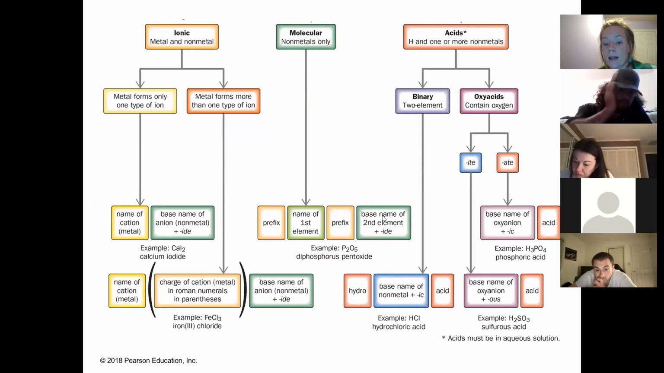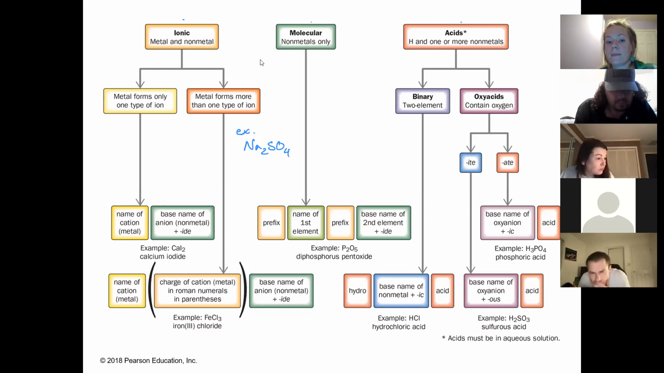Let's do a couple examples. Let's say you've got Na2SO4. So I'm looking at this thing. I want to go, is this ionic? Is it molecular? Or is it an acid? This thing is ionic. Why? It's a metal combined with some sort of non-metal. So I know I need to stay in this part of my flow chart. I'm ionic.